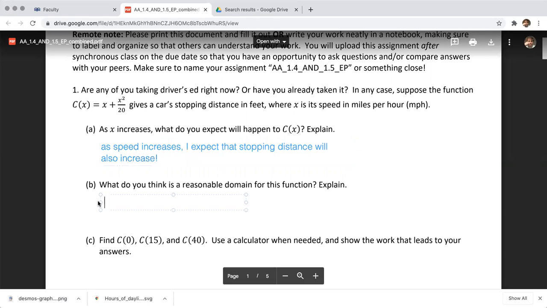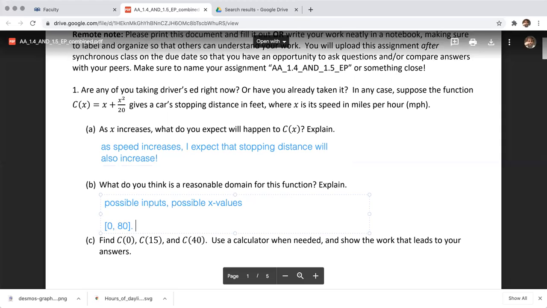Okay, reasonable domain for this function, explain. Well, domain is the possible inputs, possible x values, right? So x values is the speed. So probably I'm going to say maybe from 0 would be my slowest speed. I'm not going to have a negative speed. And then this is a car, so maybe let's say 80. Probably shouldn't be driving too much faster than 80.